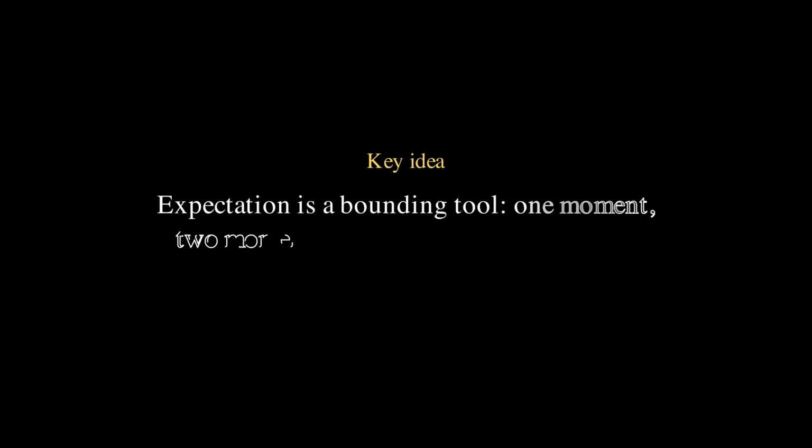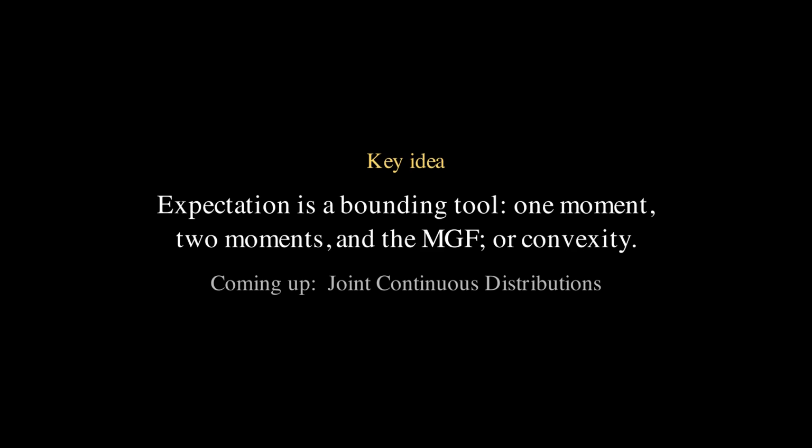The key idea of this chapter: expectation is a bounding tool. One moment gave Markov, two gave Chebyshev, the whole generating function gave Chernoff, and Jensen needs nothing but curvature.